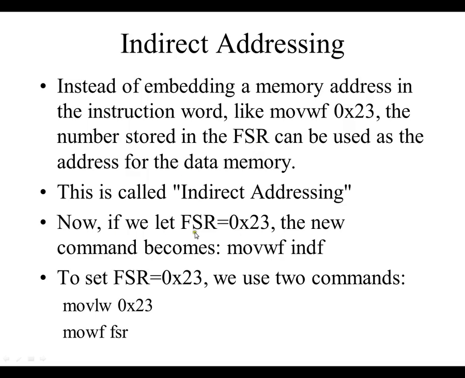Now if we set the file select register equal to 23, then the new command using indirect addressing would be move WF INDF, where INDF has to be defined using the equate statement. You have to set INDF equal to something, and I'll show you on the next slide what. But just remember for now that INDF has to be declared.